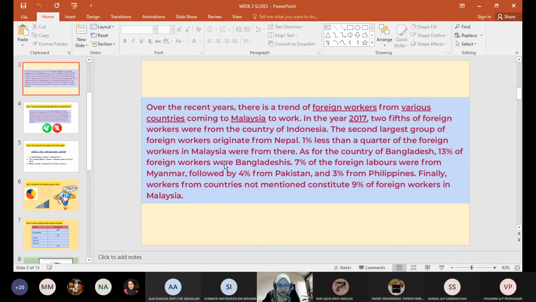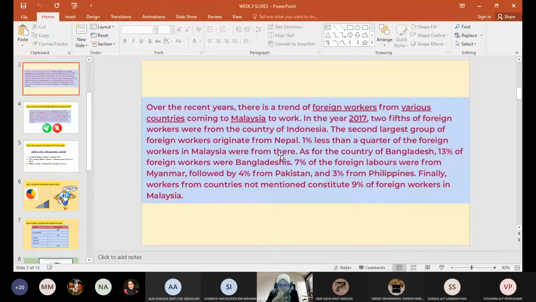Okay, sekejap. The second largest group of foreign workers originate from Nepal. 1% less than a quarter of the foreign workers in Malaysia were from there. Okay, there ni mana maksud dia? We're from there ni, from Nepal. Kalau Nepal, dia cakap nilai dia adalah 1% kurang daripada quarter. Quarter, ingat tak quarter berapa? 25. Kalau 1% kurang daripada 25 jadi 24. So kat Nepal nilai dia adalah 24%.